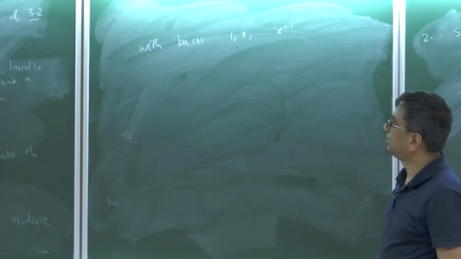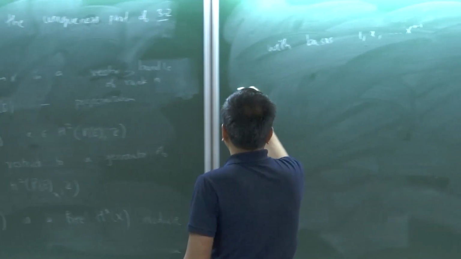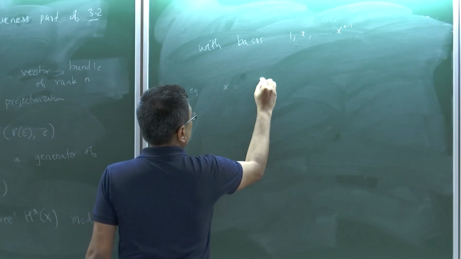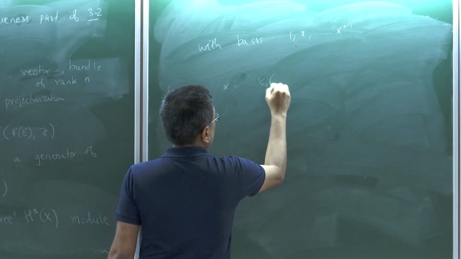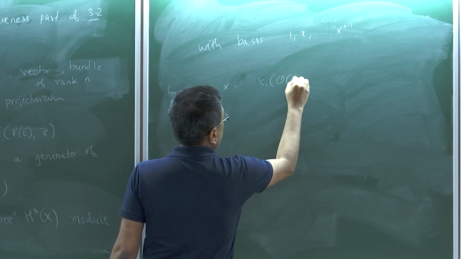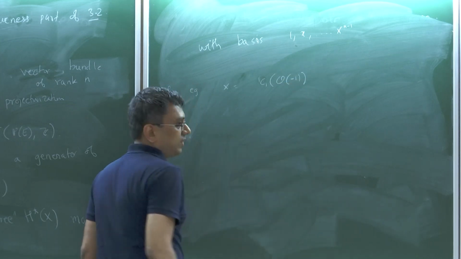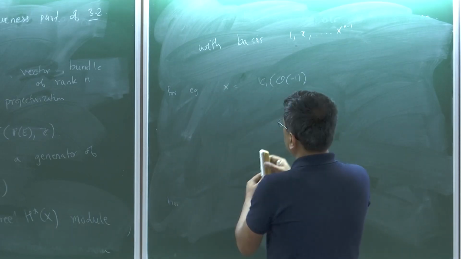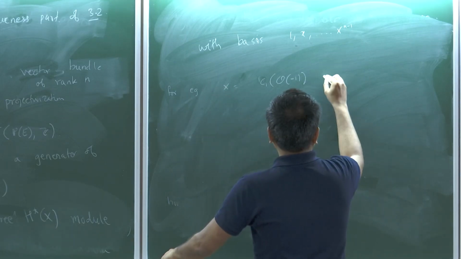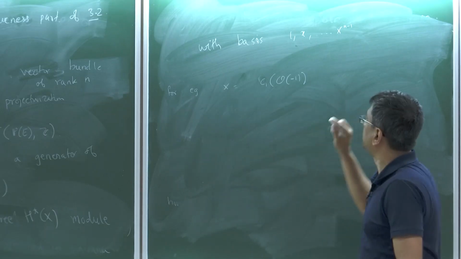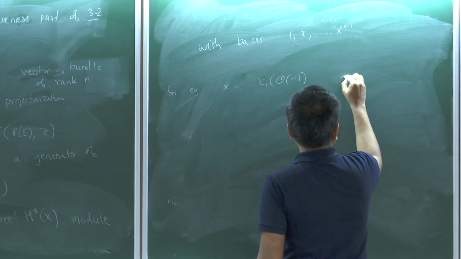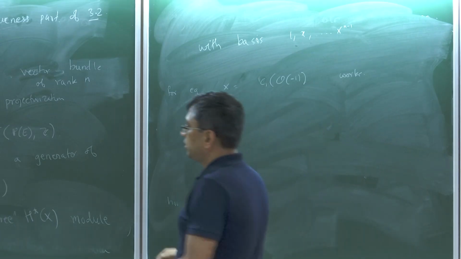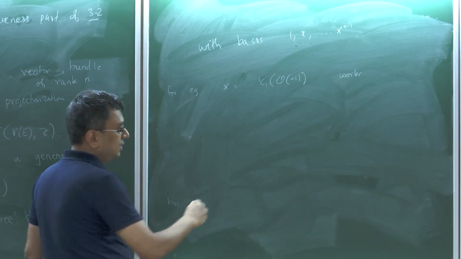So for example, x equal to the first Chern class of O(-1) satisfies this condition. So this works. Now let me comment on that. This needs maybe more discussion, so let us look at this projectivization.